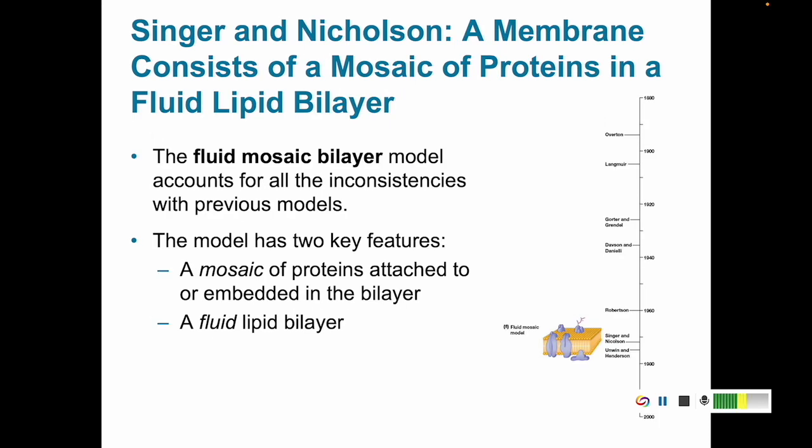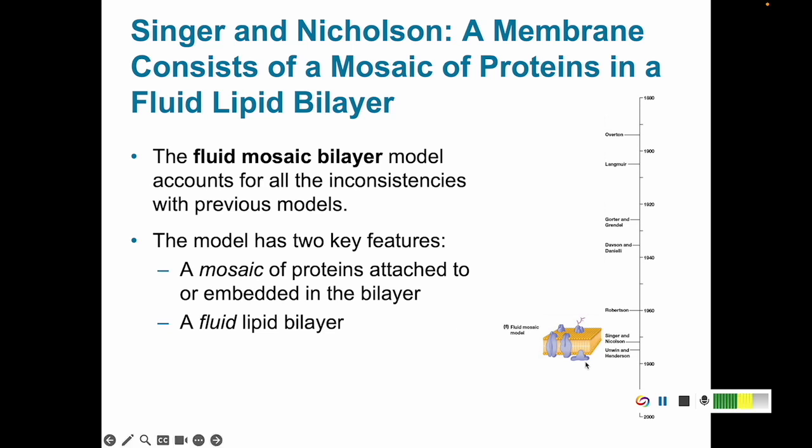Then eventually, Singer and Nicolson introduced the idea of a fluid mosaic model. So this is going to take those data inconsistencies from our previous models and put them together. Fluid mosaic model has 2 key features. One is fluid. The lipid bilayer is a fluid. You have 2 layers of lipids, and they can move, they can twist, they can roll around to different spots of the cell membrane. And it is a mosaic.